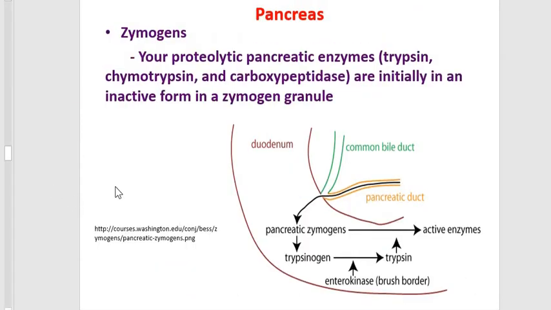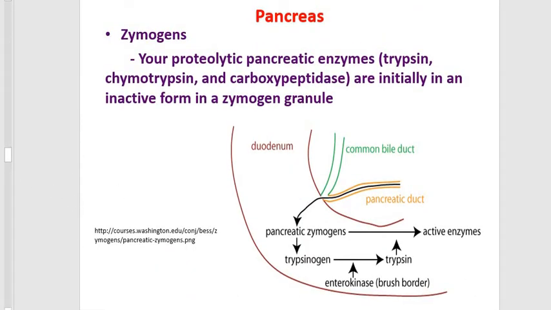So here, this is a good picture. I'm going to go fast through this picture and go to the next one. So zymogen, by the way, is just the term that we give to that kind of package of inactivated enzymes. So your proteolytic pancreatic enzymes, trypsin, chymotrypsin, and carboxypeptidase are actually in an inactive form, right? We know that trypsin is actually trypsinogen, chymotrypsin is chymotrypsinogen, carboxypeptidase is procarboxypeptidase. So that's how they come initially in that inactivated form in a little package that we call a zymogen granule. And those zymogens go from the pancreatic duct into the duodenum of the small intestine.